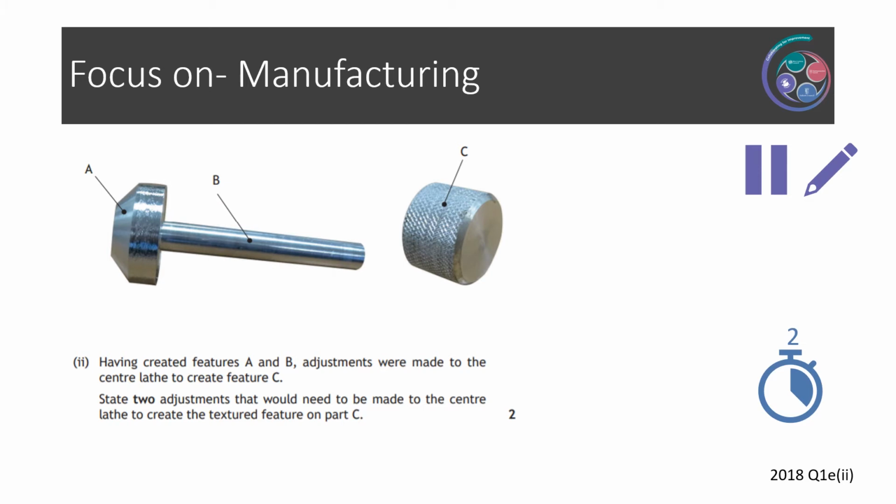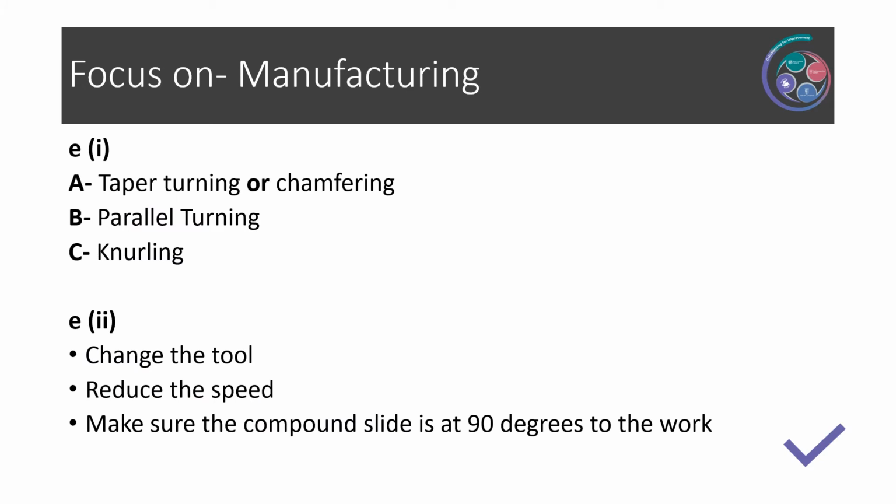Before we go on to mark that question, let's look at the next part. Having created features A and B, adjustments were made to the centre lathe to create feature C. State 2 adjustments that would need to be made to the centre lathe to create the textured feature on part C. As a 2-mark question, this should take you no more than 2 minutes. This question is from the 2018 paper and it's question 1E, part II. Let's mark those 2 questions together now.